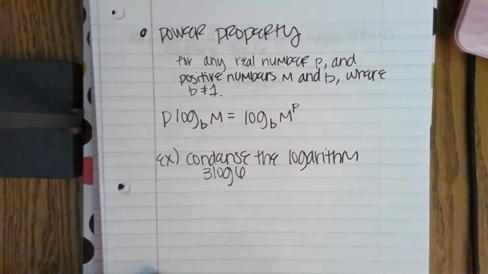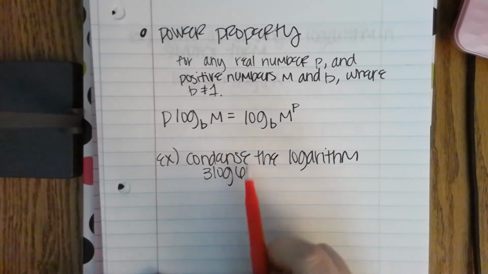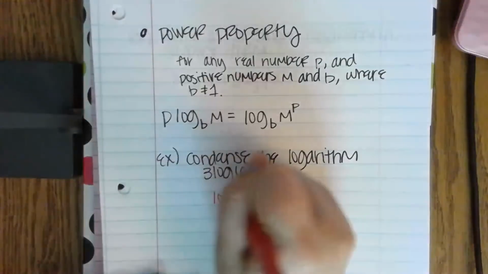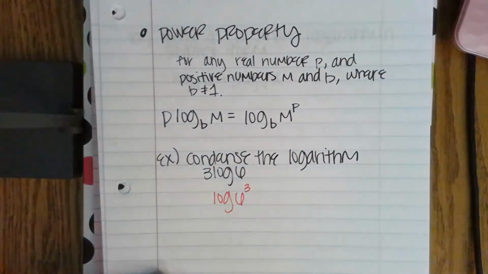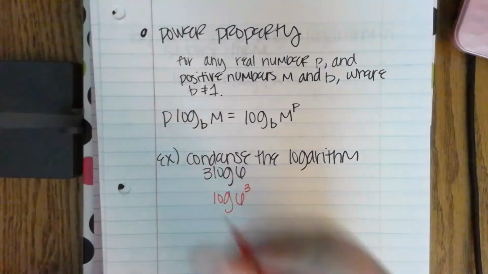So we're going to condense this logarithm. Here's that number 3 that's being multiplied in the front of the logarithm. It is now going to be 6's exponent. And then we can evaluate 6 to the 3rd power, which is 216.